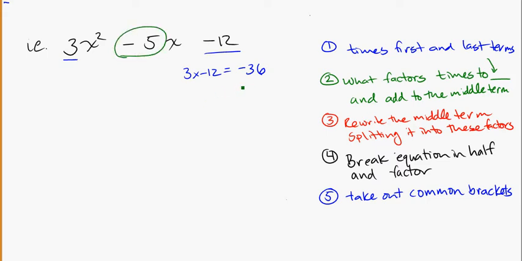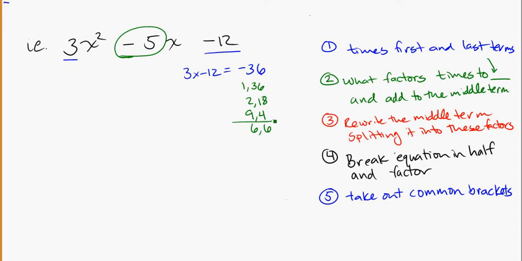So what can we do with 36? 1 and 36. We have 2 and 18. We have 9 and 4. And we have 6 and 6. So those will all times together to give me 36. And if I have a negative, I know I need at least one of them to be negative. And I'm also paying attention to the fact that I need a negative for the middle term.